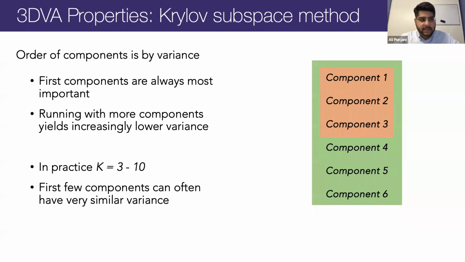What this means in practice is if you run 3D variability analysis with 3 components, the algorithm will solve 3 components, and then those can be sorted by their variance, since we can measure that, and we'll know which is the most important component.